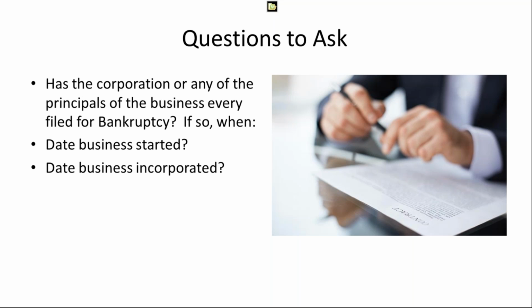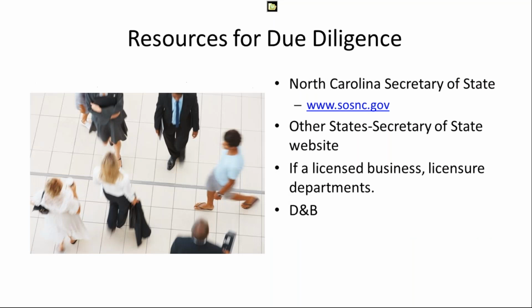When was the business started? Was the business incorporated? And when? Those are good questions to ask. It starts the process. Where are they incorporated? Is it North Carolina or another state? As you well know, there are a lot of companies coming into the state of North Carolina now from outside, just because of the economy here. So it's one of those questions you need to ask: where are you incorporated? And you need to verify whether or not they are incorporated in that state, and then also in North Carolina.